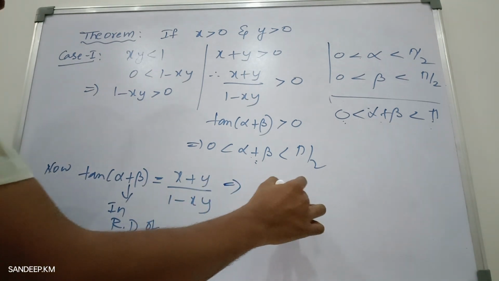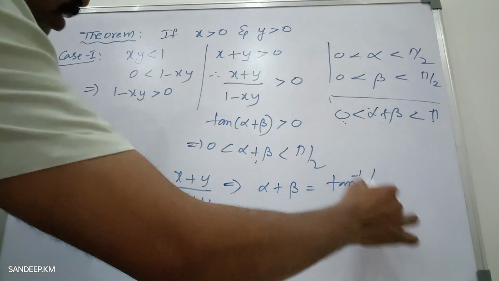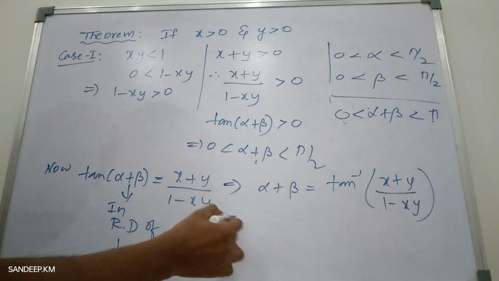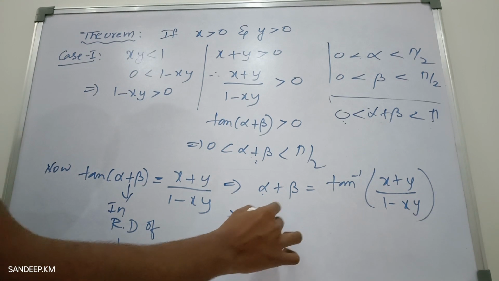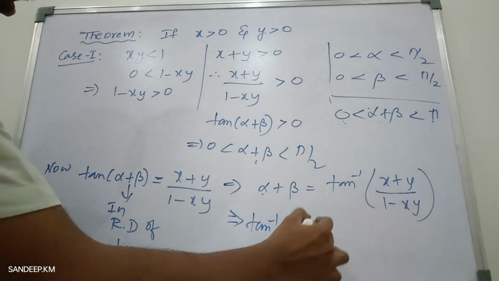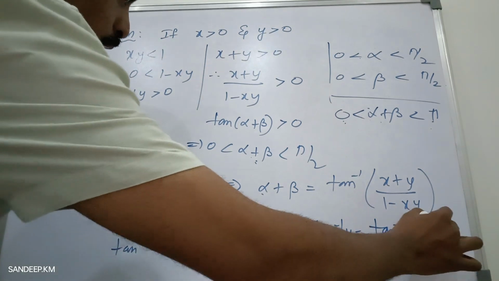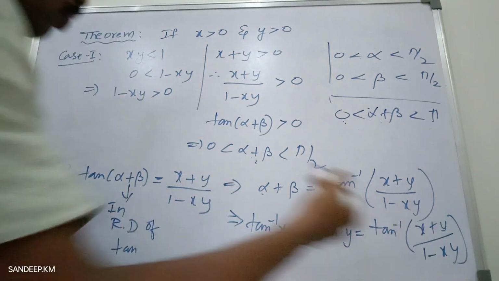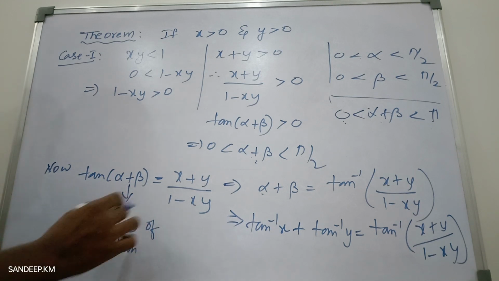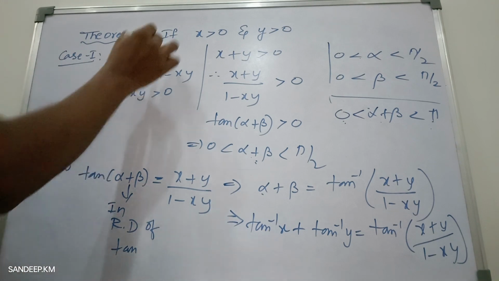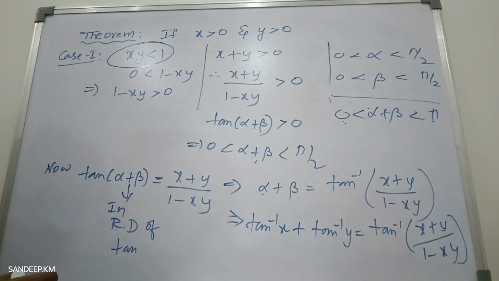That means alpha plus beta is equal to tan inverse of x plus y by 1 minus xy. And what is alpha plus beta? Alpha means tan inverse x according to the introduction, and beta means tan inverse y. It is equal to tan inverse of x plus y by 1 minus xy. So this is the decision making step. You got it? So in case 1, when xy is less than 1, we got tan inverse x plus tan inverse y is equal to tan inverse of x plus y by 1 minus xy.